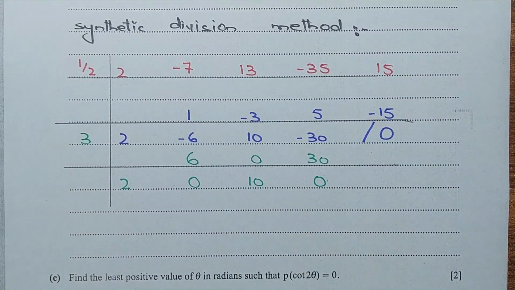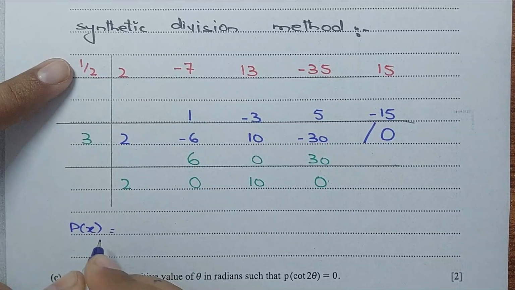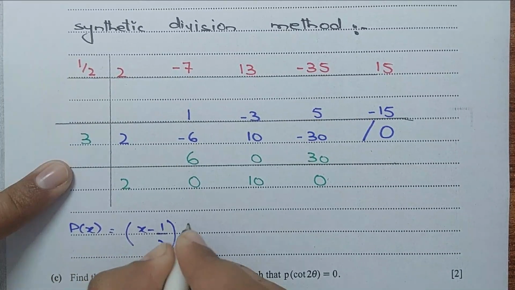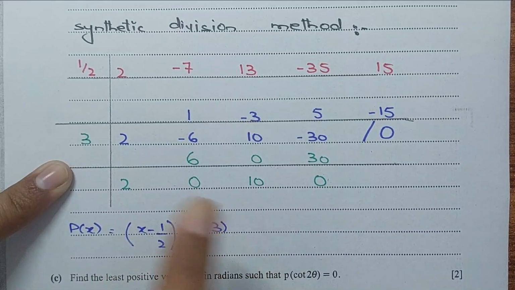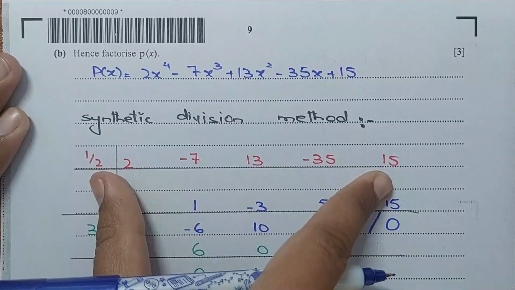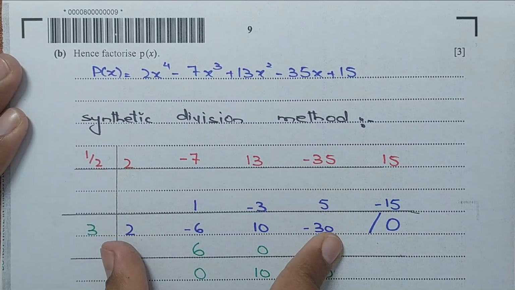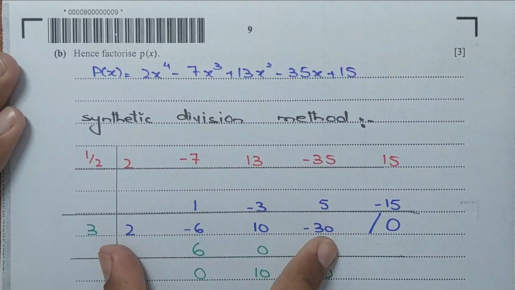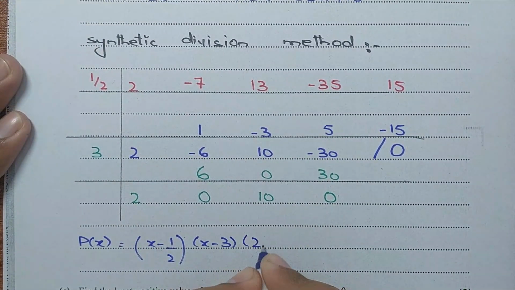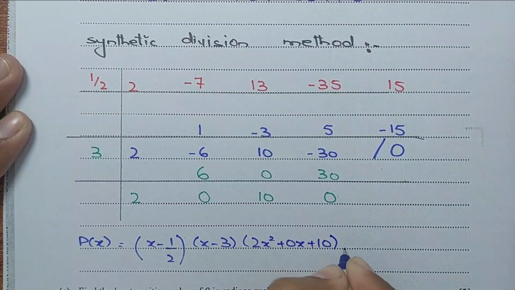Right. Now we can write this polynomial P of x. It has a factor 1 by 2, so we can say x minus 1 by 2 is a factor. x minus 3 is a factor, and this is now the quadratic, right? So this is the polynomial of degree 4. When we apply synthetic division once, this is a polynomial of degree 3. When we apply it one more time, now this is a polynomial of degree 2. Now this is 2x square plus 0x plus 10.